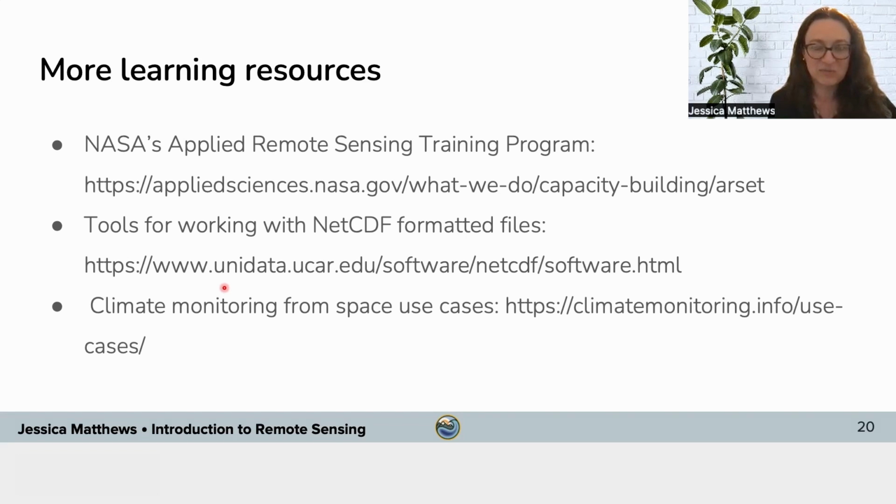What we didn't touch on much today was the format of this data, which by and large is mainly NetCDF format, which is a hierarchical data format. There are lots of tools available, both free and licensed, that you can use to open and work with NetCDF formatted files, and I've provided a listing of some of those here.